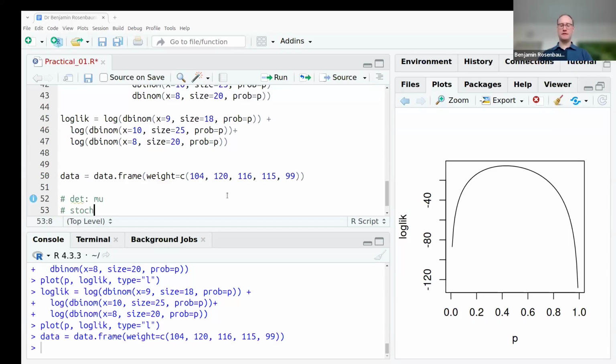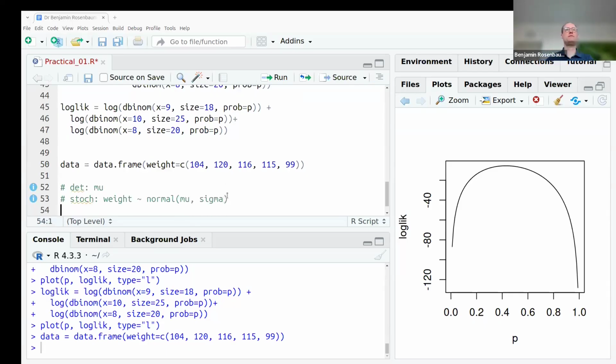And the stochastic part is that each observation of weight should be normally distributed around this joint mean mu and some standard deviation sigma. So we just have one joint value here, no predictor involved. And then we can write down our likelihood function.